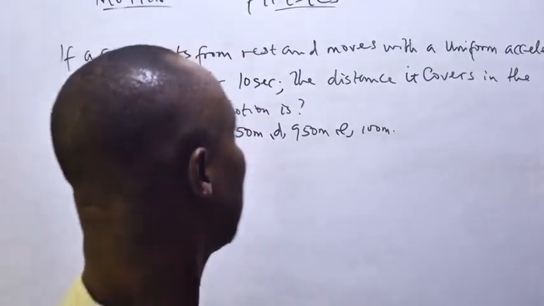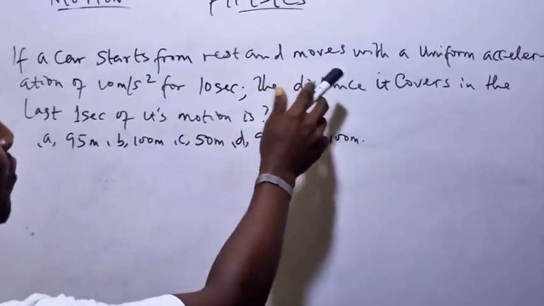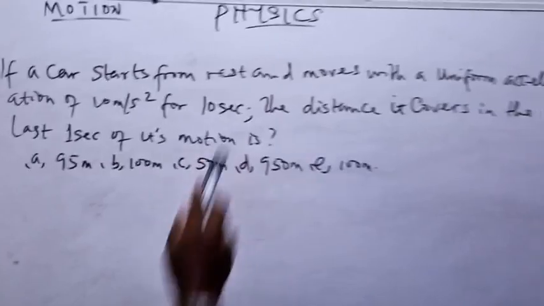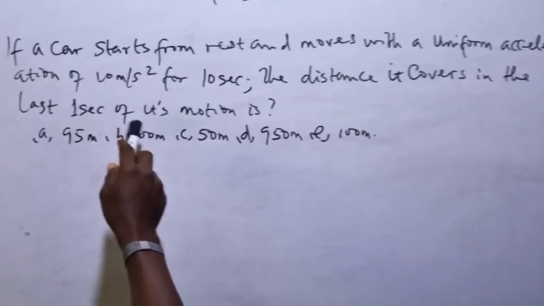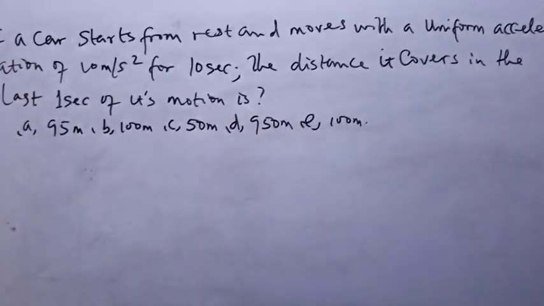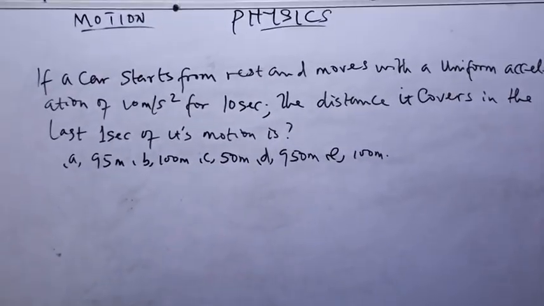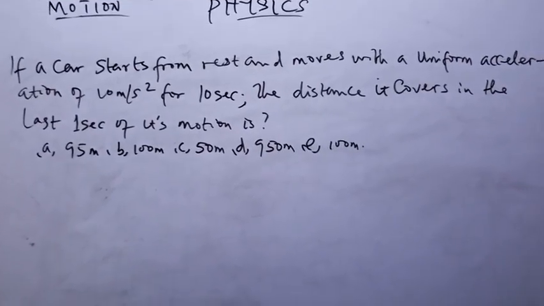Now we have here today that if a car starts from rest and moves with a uniform acceleration of 10 meters per second squared for 10 seconds, the distance it covers in the last 1 second of its motion is what? Now this is also a JAMB question. See how the questions come. Quite confusing, but if you understand how to solve them, it becomes a walkover.